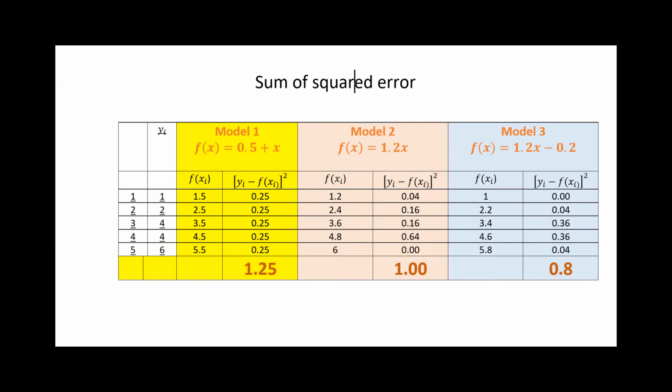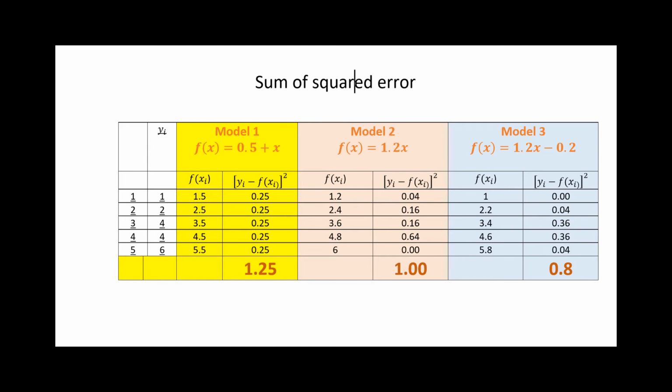So far we have got three different lines. Let's call them three different models. Model 1 is f of x equals 0.5 plus x. Model 2 was f of x equals 1.2x minus 0.2. And the third one we got was f of x equal to 1.2x. So we are trying to check which model is the best fit.